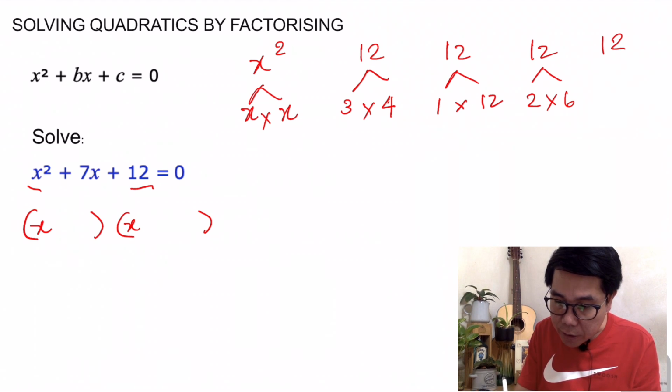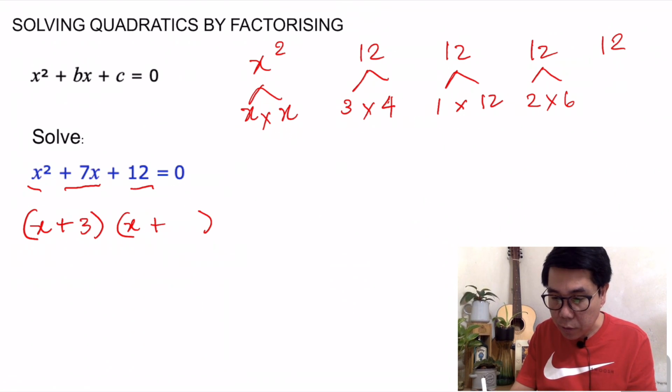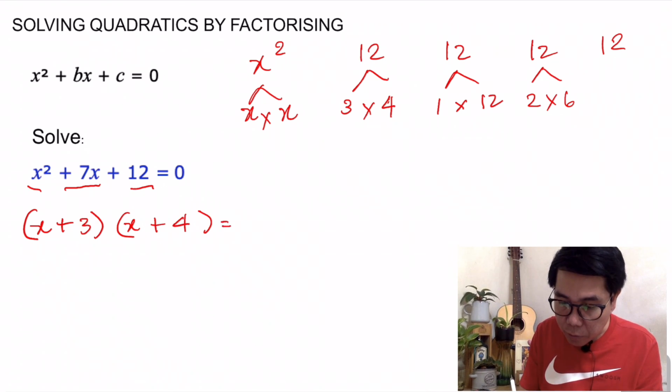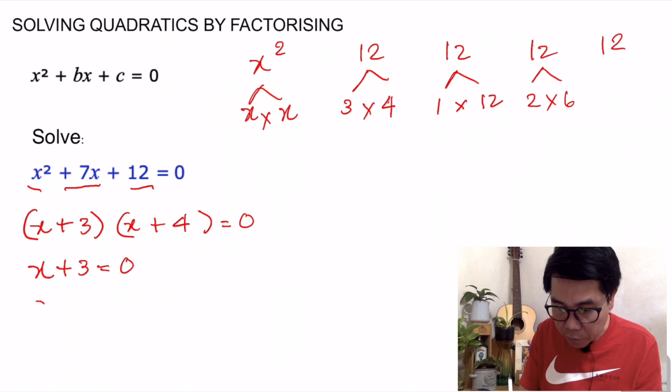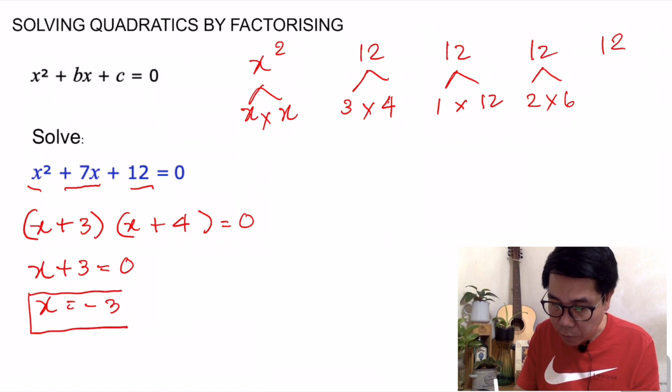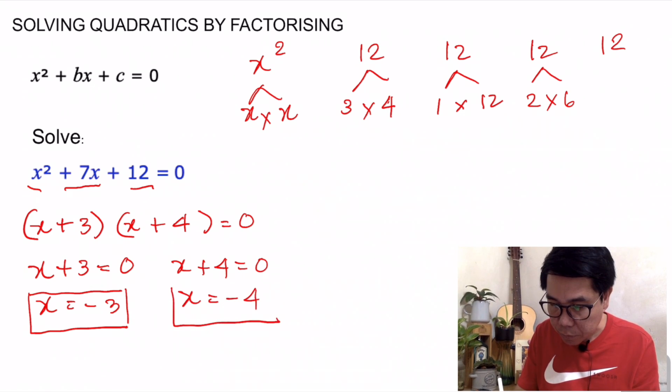Since the middle one is positive, it's all positive here. So that is x plus 3 times x plus 4 is equal to 0. Then we rewrite: x plus 3 is equal to 0, x is equal to negative 3. So this is one solution. The other one, we have x plus 4 equals 0, x is equal to negative 4. So this is the other solution.